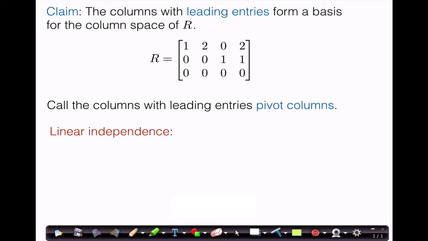So we have to show two things to show that these columns are a basis. We have to show that they're linearly independent and that they span the column space. So let's go ahead and start with linear independence.